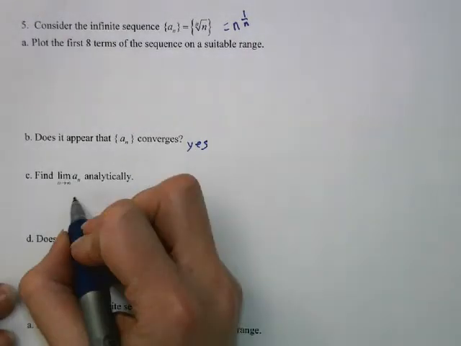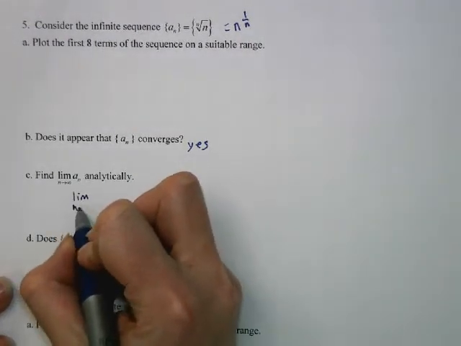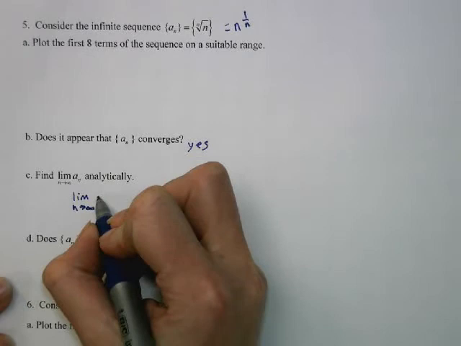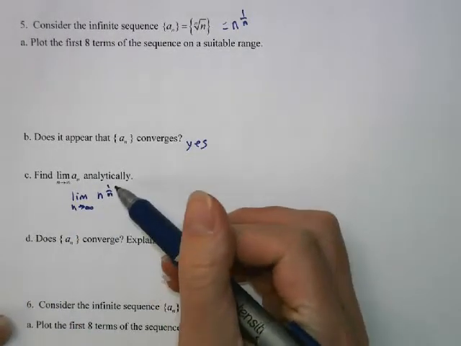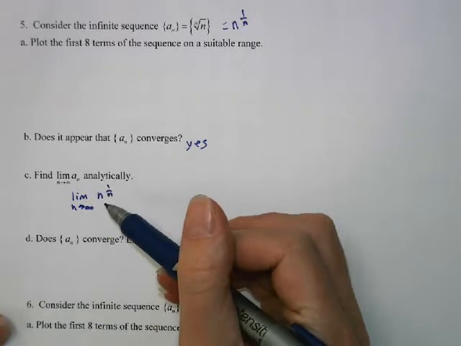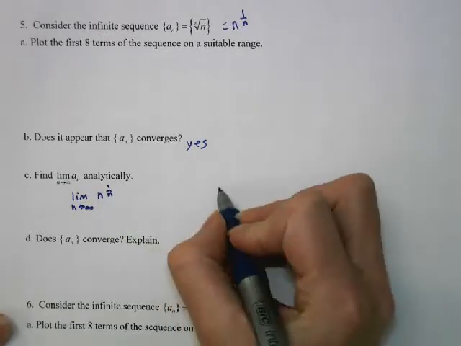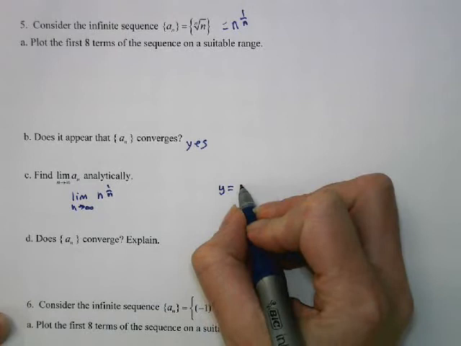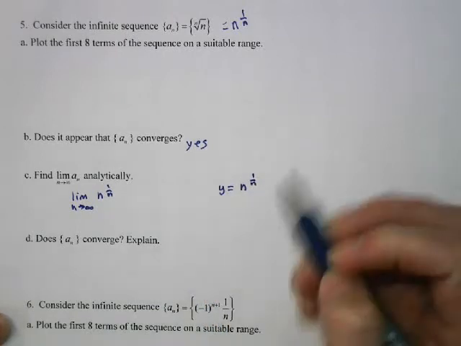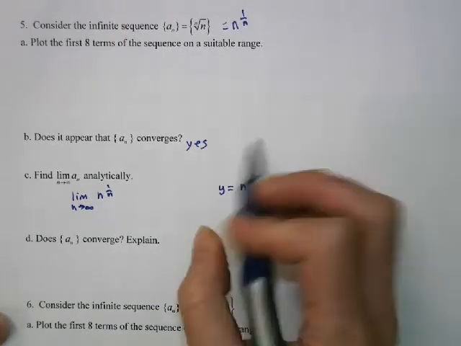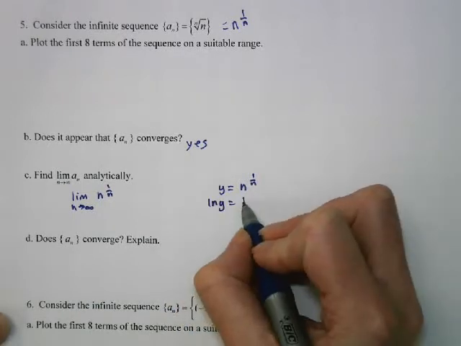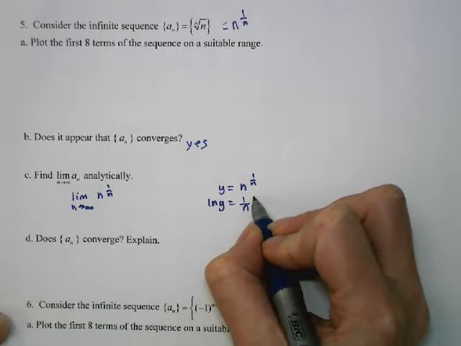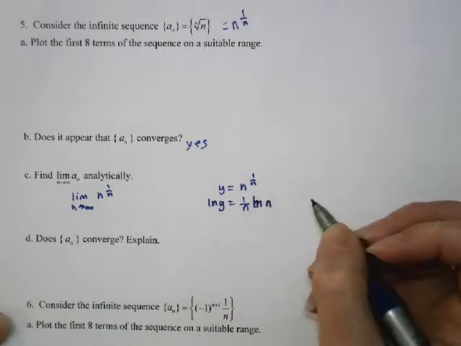Analytically, this one's limit as n goes to infinity of n to the 1 over n. So anytime I have something like this, where I have a variable in the base and in the exponent, we're going to use logarithms to deal with that. So I have n to the 1 over n. So the natural log of y is going to equal 1 over n natural log of n.